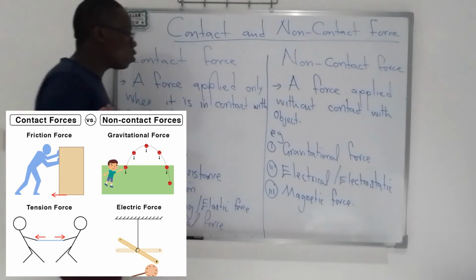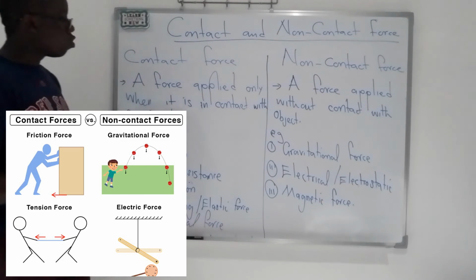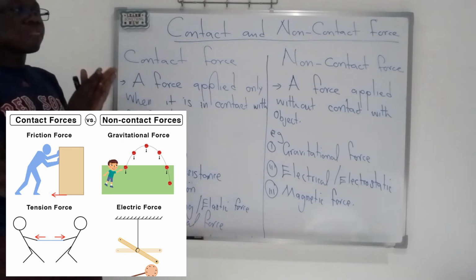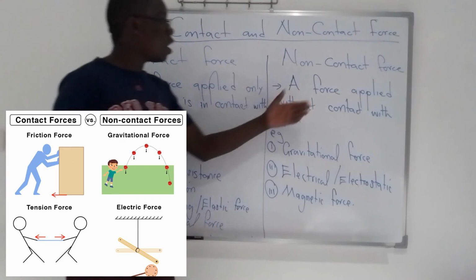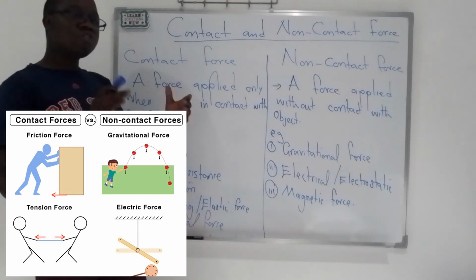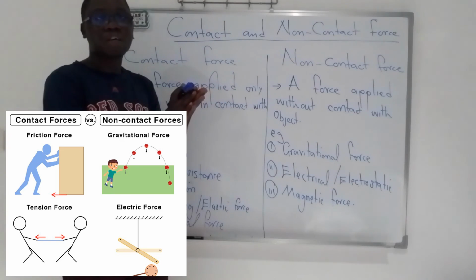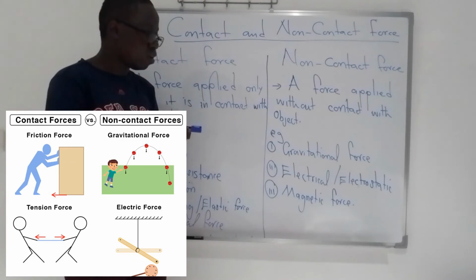So we have seen the difference between the contact and the non-contact force. For the contact force, objects should be in contact with each other for the effect of that force to be seen, while for a non-contact force, there is no need of objects to be in contact with each other for the effect of that force to be seen.